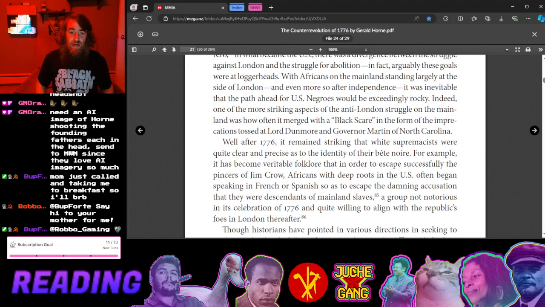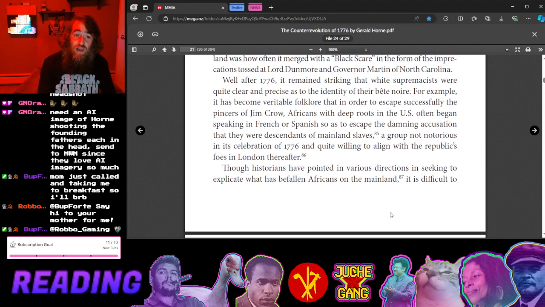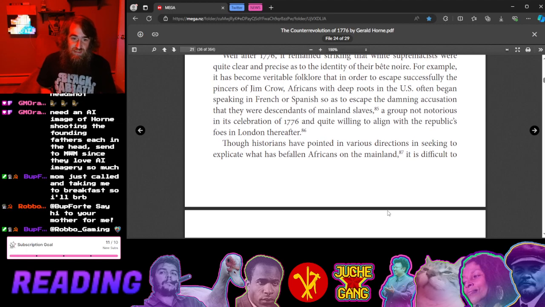Indeed, one of the more striking aspects of the anti-London struggle on the mainland was how often it merged with a black scare in the form of imprecations tossed at Lord Dunmore and Governor Martin of North Carolina. Well after 1776, it remains striking that white supremacists were quite clear and precise as to the identity of their bête noire. For example, it has become veritable folklore that in order to escape successfully the pincers of Jim Crow, Africans with deep roots in the US often began speaking in French or Spanish so as to escape the damning accusation that they were descendants of mainland slaves, a group not notorious in its celebration of 1776, and quite willing to align with the Republic's foes in London thereafter.